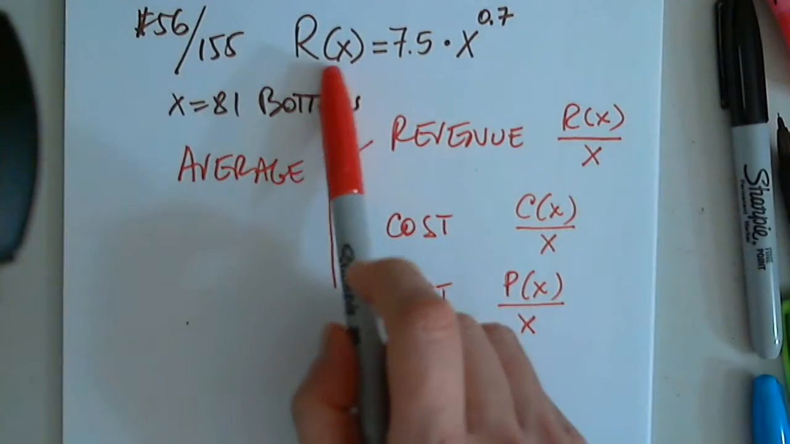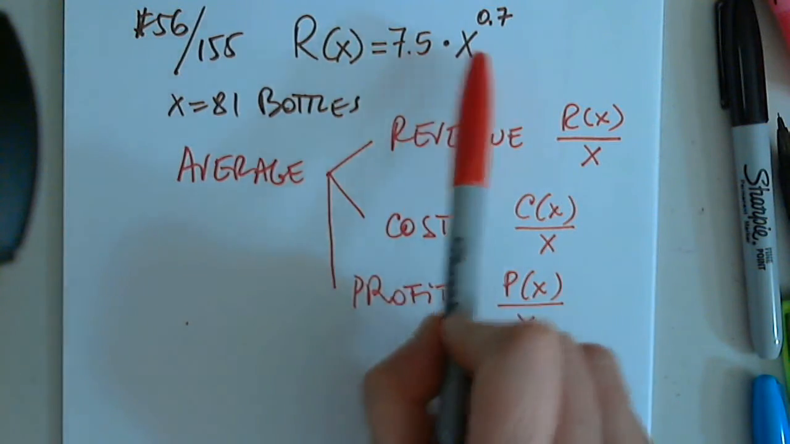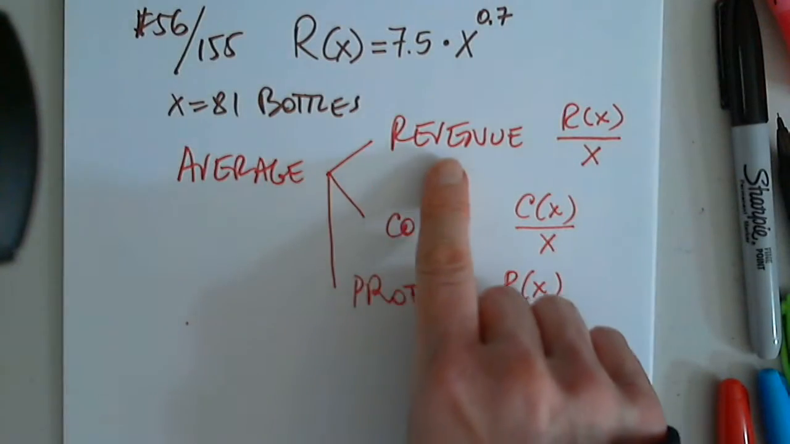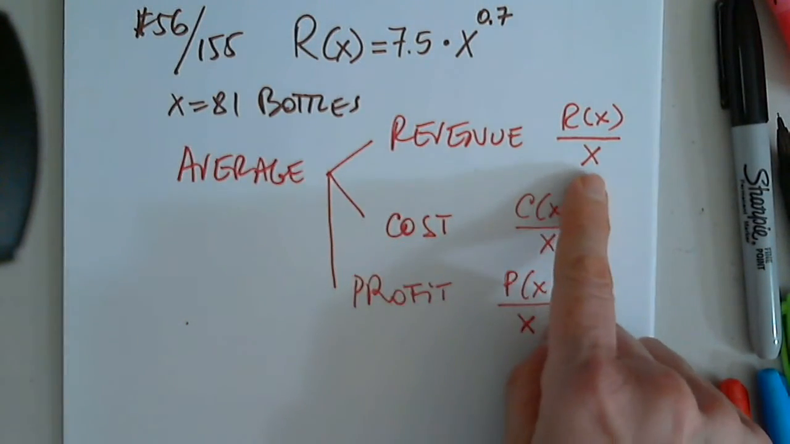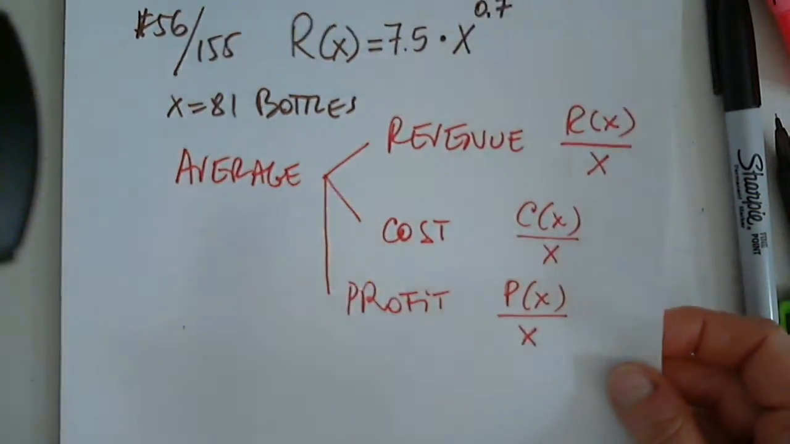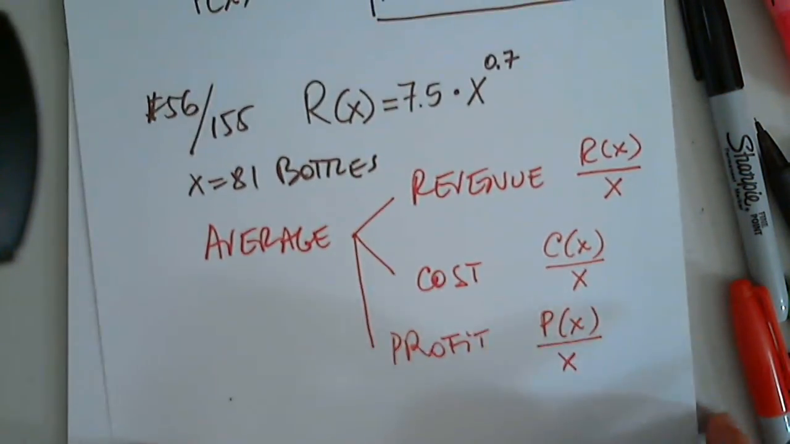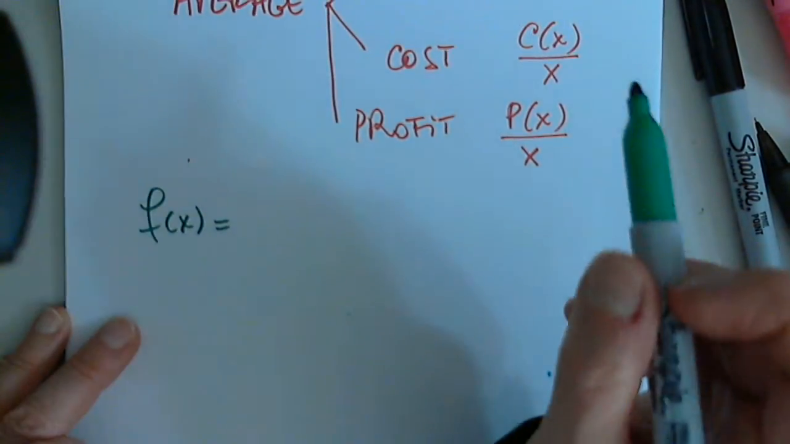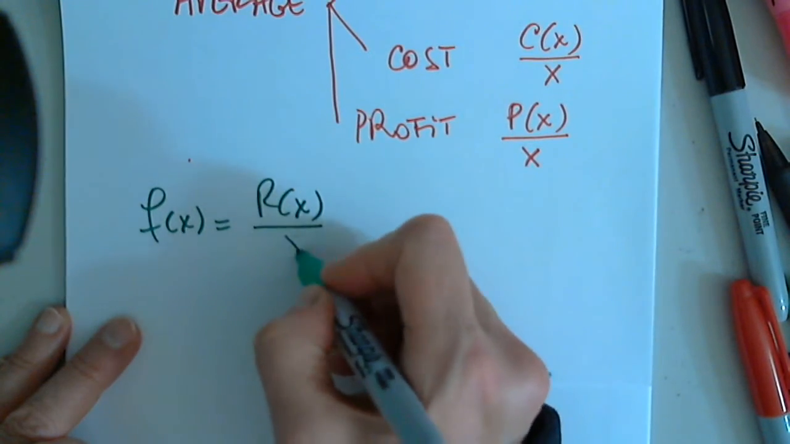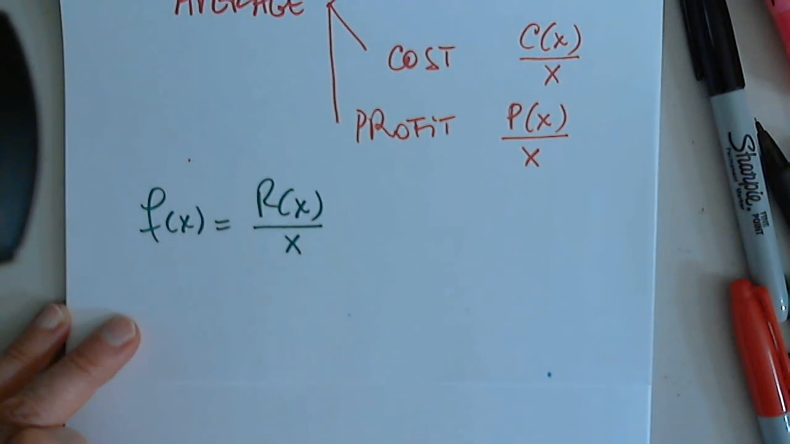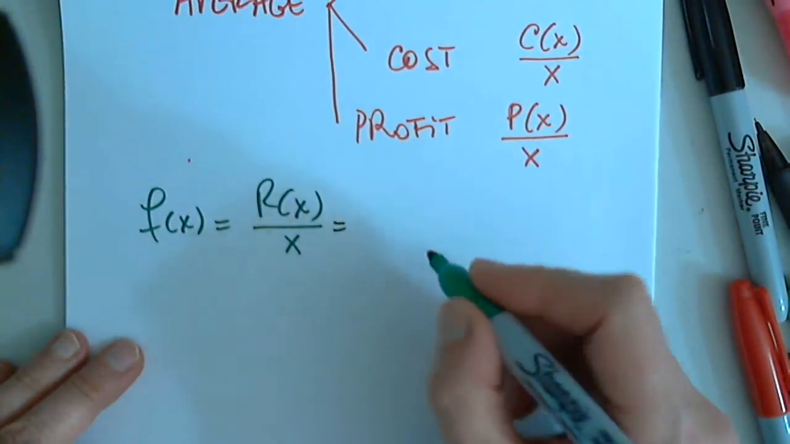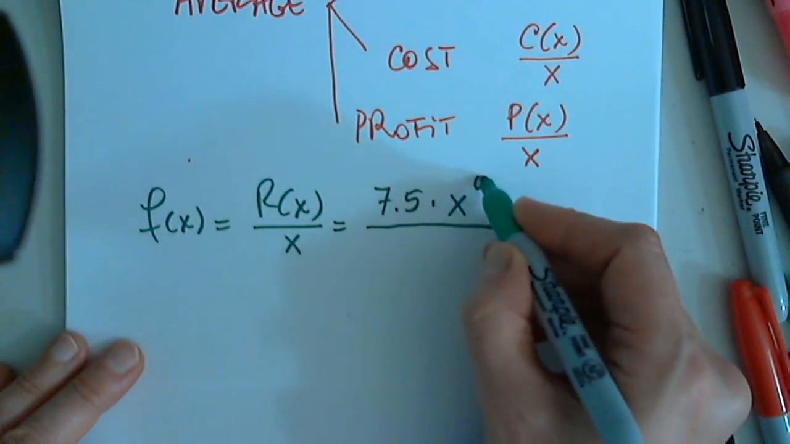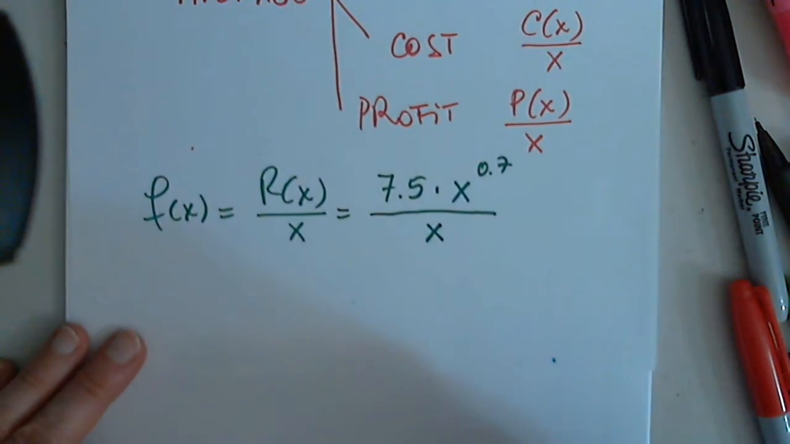So when we are asked to find the average revenue for such and such, we have to create the average revenue. Average revenue is the revenue function divided by the number of units. So this is a new function. If you want to give it another name, you can. We can call it f of x. So f of x equals r of x divided by x. So then I will copy. Revenue is given to us 7.5 times x to 0.7 divided by x.